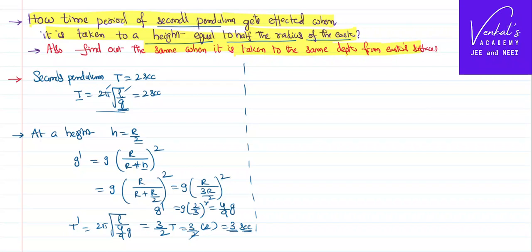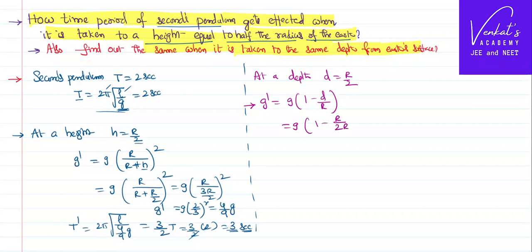We just want to continue that problem to find out the time period at the same depth. So at a depth that is also equal to R by 2, we shall see how G varies. G dash is G of 1 minus depth by R. I am also not deriving this. Please look into the gravitation chapter if you would like to know the proof. Here the depth is R by 2, so G dash is G of 1 minus 1 by 2, that is G by 2.